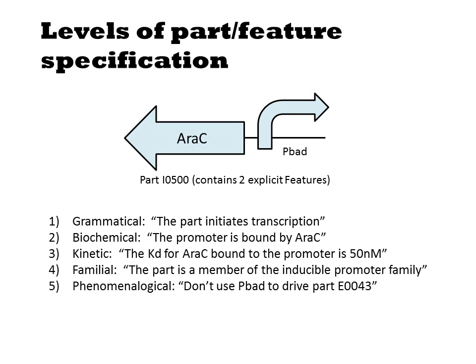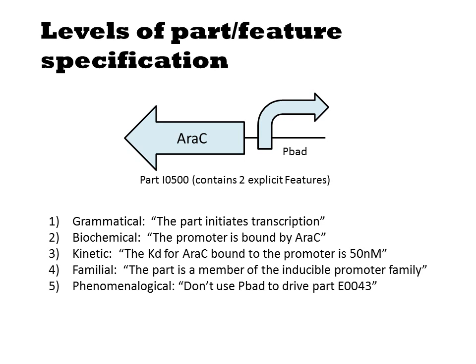Grammatical information says something about the part's role in the central dogma. For example, this promoter part initiates transcription. Biochemical information says something about the molecular details of the interactions encoded by the part. For example, the promoter is bound by AraC. In some tools, more granular knowledge of the energetics and thus kinetics of the biochemical interactions must be captured. For example, the Kd for AraC bound to the promoter is 50 nanomolar.